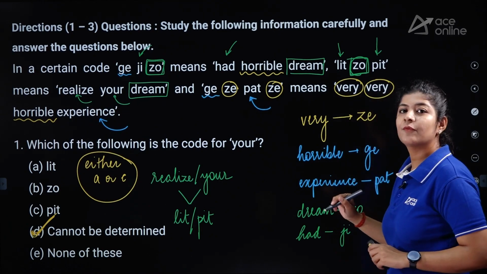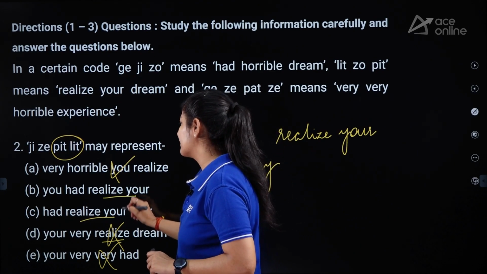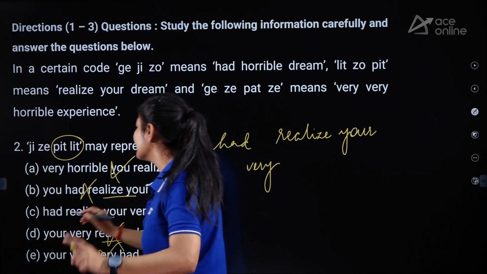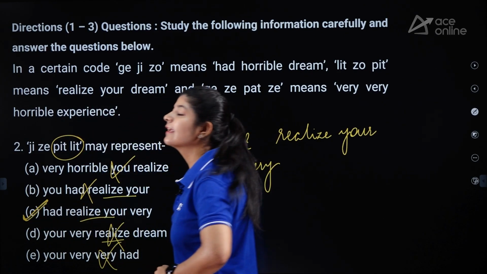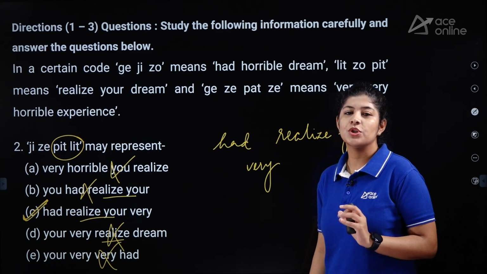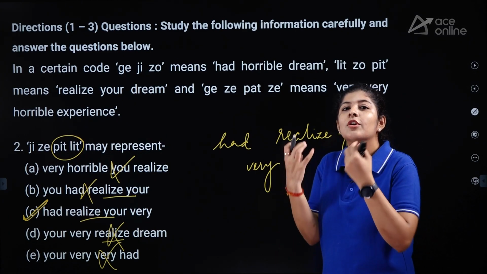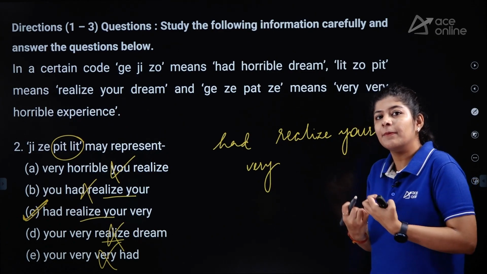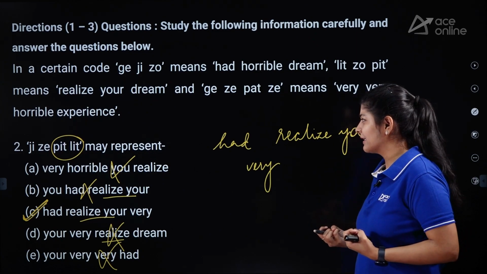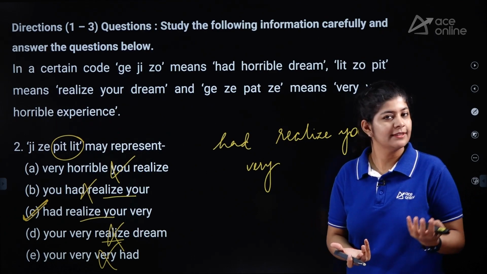The next code is ZE. This is for very. Do we have that? Yes. Do we have that? No. Here we are having mu, so this option is also eliminated. And the correct option that we are having over here is option number C. So basically in this as well, what we need to do is focus on the common words that we are having, and with the help of that we have to retrieve the coded words, or the codes that we are having, and accordingly we have to answer it. Is it clear?